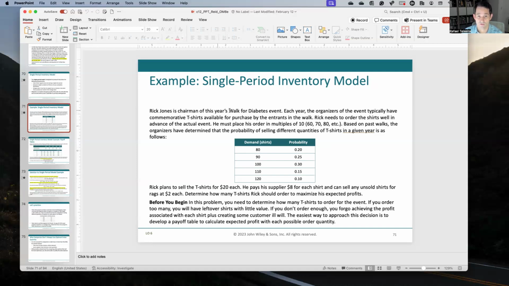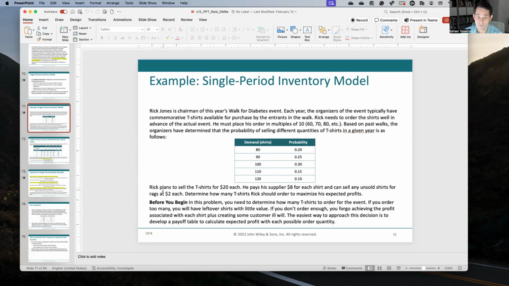Rick Jones is chairman of this year's Walk for Diabetes event. Each year, the organizers of the event typically have commemorative t-shirts available for purchase by the entrants in the walk. Rick needs to order the shirts well in advance of the actual event. He must place his order in multiples of 10, like 60, 70, 80, and so on. Based on past walks, the organizers have determined that the probability of selling different quantities of t-shirts in a given year has this distribution. Okay, so that's the amount of demand and the probability of this demand occurring.